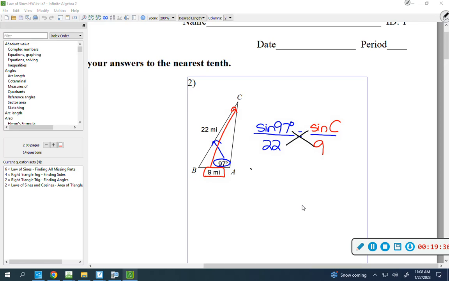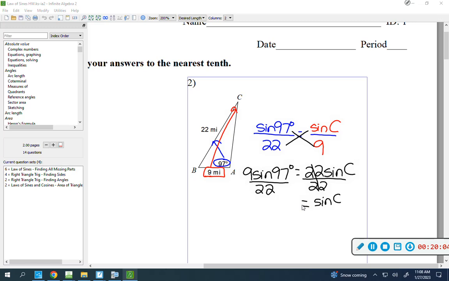So 9 sine of 97. We can punch that all in the calculator. 22 sine C. So let me just give you a sec to jot that down. Okay, solve for the variable. So let's get the 22 out of it. Let's divide that off, put it on the other side. So over here, I still have the sine too.